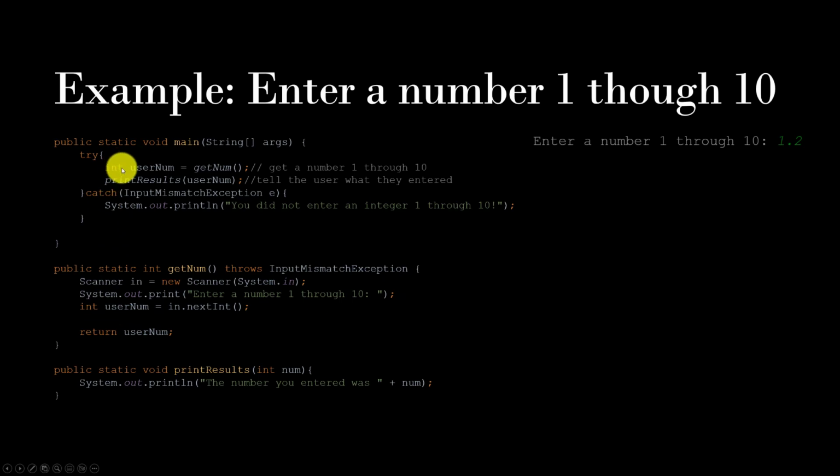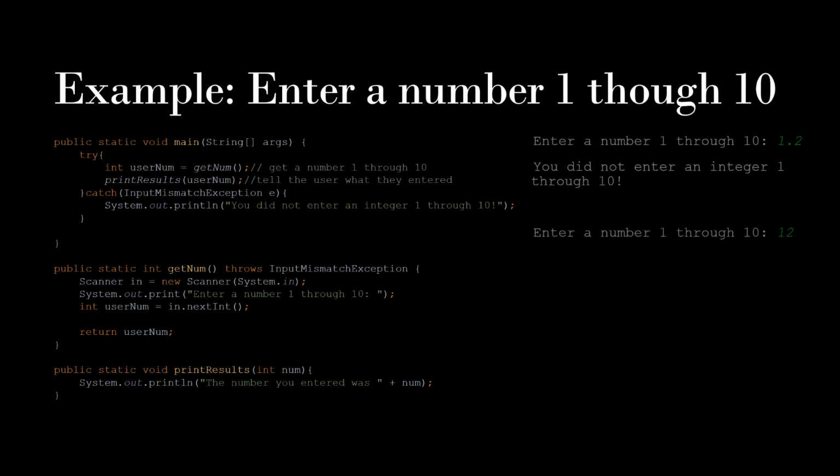And I did a try catch block for the two things. This is what was originally in the main method, these two things, and then I put them in the try part of the try catch block. Then in the catch, the InputMismatchException, because it's something that is potentially thrown in this method here, it will say you did not enter an integer 1 through 10. So now when I enter 1.2, look what happens. It says you did not enter an integer 1 through 10, which you did not. Then I run it again, enter a number 1 through 10, and I enter 12. And it says the number you entered was 12.